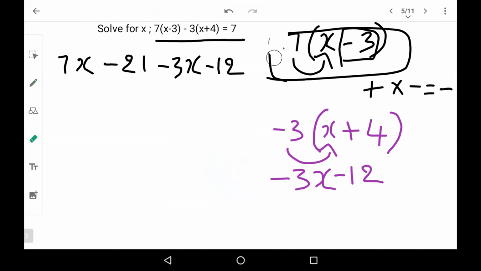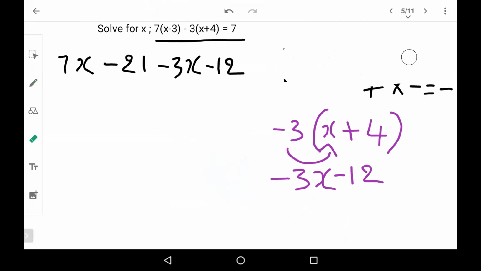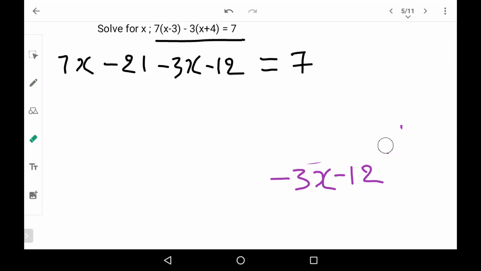I'll just erase this part here. Okay, minus 3x minus 12 is equal to 7, and the 7 on the other side will remain as it is. So did you understand the first step?